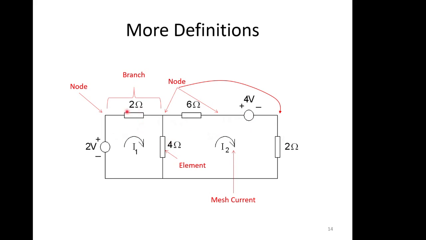A branch is an element and 2 wires. That's all we're talking about there. And then we've got a mesh current. So this is a mesh around here. It's a loop, and this is what we will call the mesh current going around here. So there's 2 meshes here, one going around this loop, one going around this loop. So all those words that we saw earlier are actually quite straightforward when it comes down to it. We're just talking about bits of a circuit.